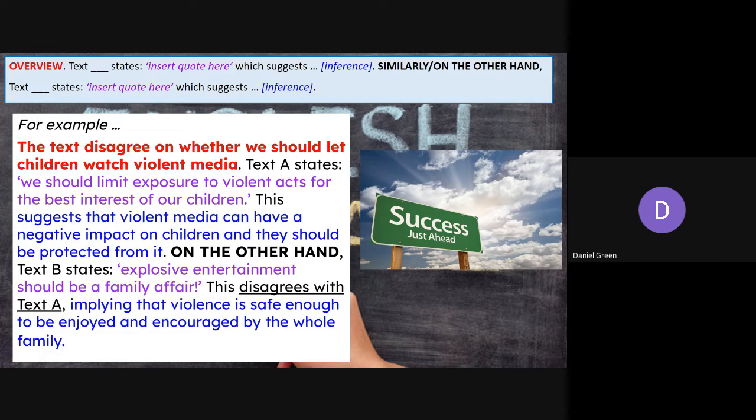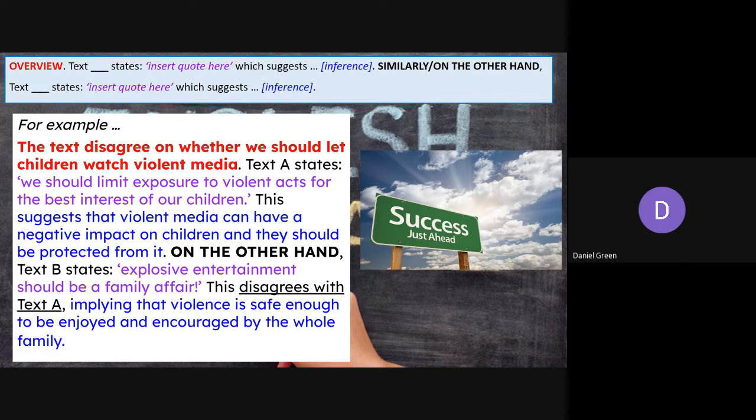Then I've talked about text A stating, we should limit exposure to violent acts for the best interests of our children. This suggests that violent media can have a negative impact on children and they should be protected from it. On the other hand, text B states explosive entertainment should be a family affair. This disagrees with text A, implying that violence is safe enough to be enjoyed and encouraged by the whole family.